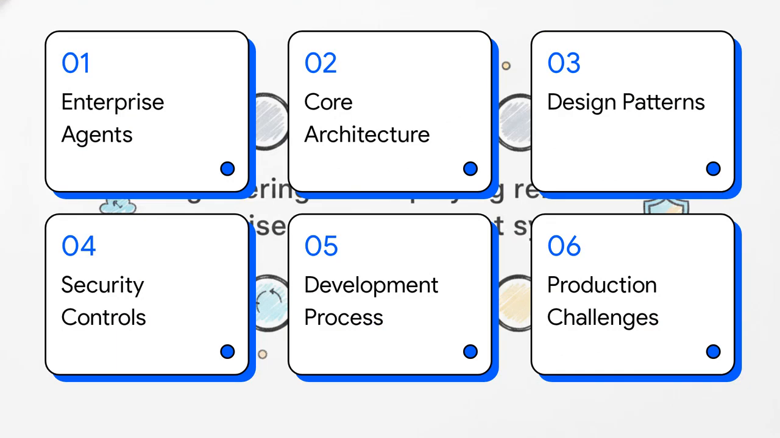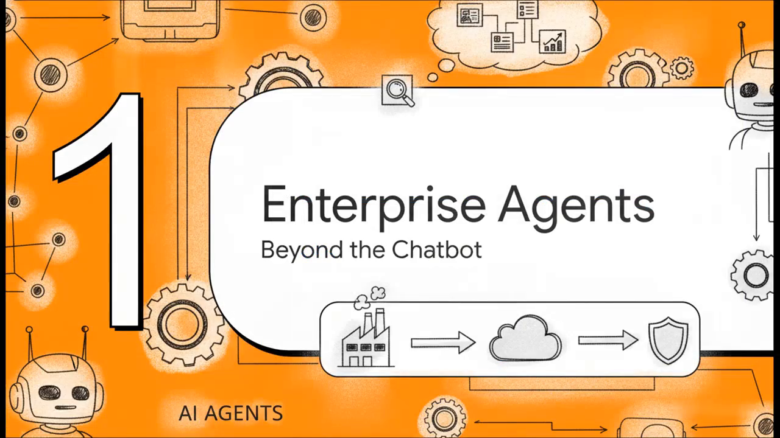Okay, here's our roadmap for today. 1. What are enterprise agents? 2. Core architecture and components. 3. Enterprise agent design patterns. 4. Integrations, security, and governance. 5. The agent development process. And finally, 6. Overcoming AI production challenges. Let's dive in. Section 1.